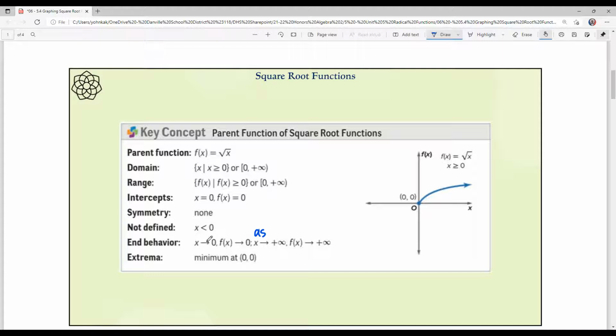But look at the left-hand side. Notice that it's not as x approaches negative infinity, but this time it's as x approaches 0. That's because it's not going past that point at all. And so we're always going to be looking for, I call it the starting point. We're always going to look where that starting point is to see what the end behavior is. And then notice the extrema is going to happen at that starting point.